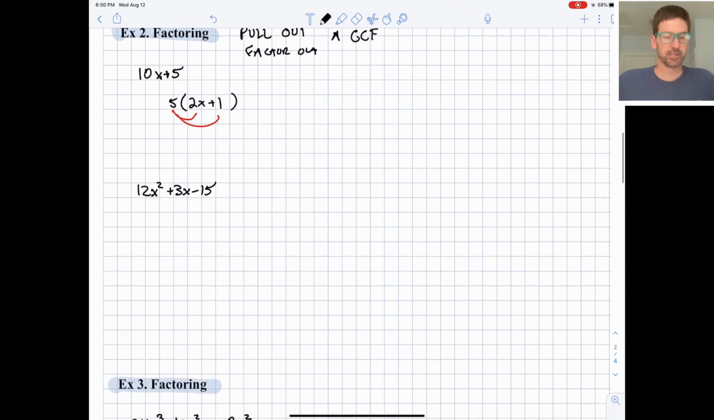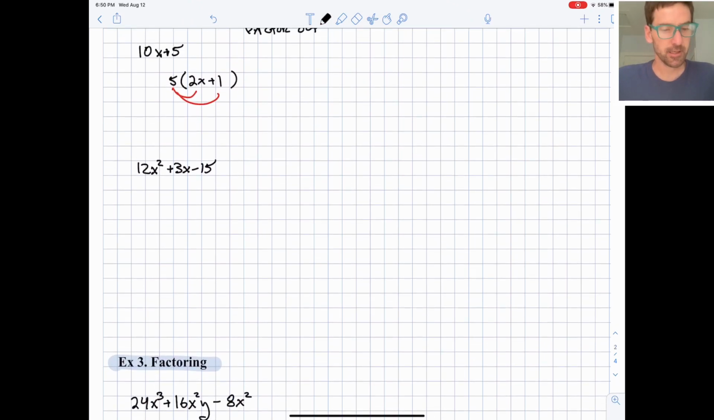Next one, we have a 12x squared plus 3x minus 15. Well, we want to think about numbers and variables as kind of separate pieces here. There are no variables in this term, so the GCF won't include a variable. So we don't even have to worry about variables for this problem. And it looks like 3 is the largest number that can be pulled out of everything. It turns into 4x squared plus x minus 5. So we're just dividing each of the terms by 3 and writing down the quotient, the result of that division, in the parentheses. That's what sort of stays behind. Okay, so that's our final answer here.